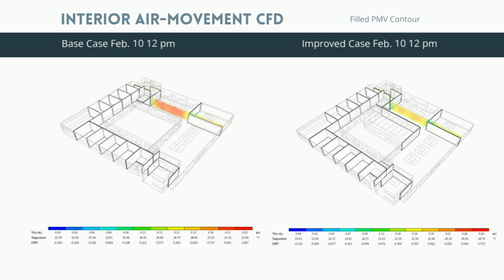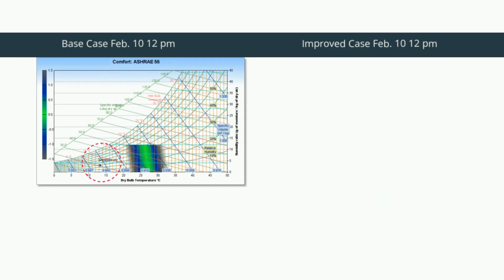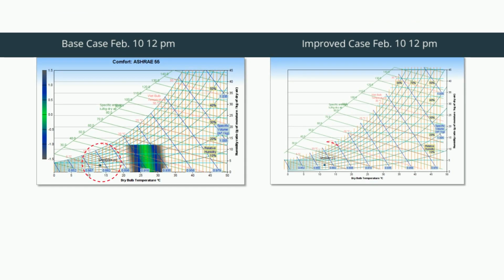For the PMV comfort range analysis, we achieved interior conditions of -0.044 in the bedroom area of the improved case, which is closer to the ideal 0 of PMV scale compared to 0.25 in the base case. Looking at the psychometric chart, the 2 points on both charts correspond to each other.